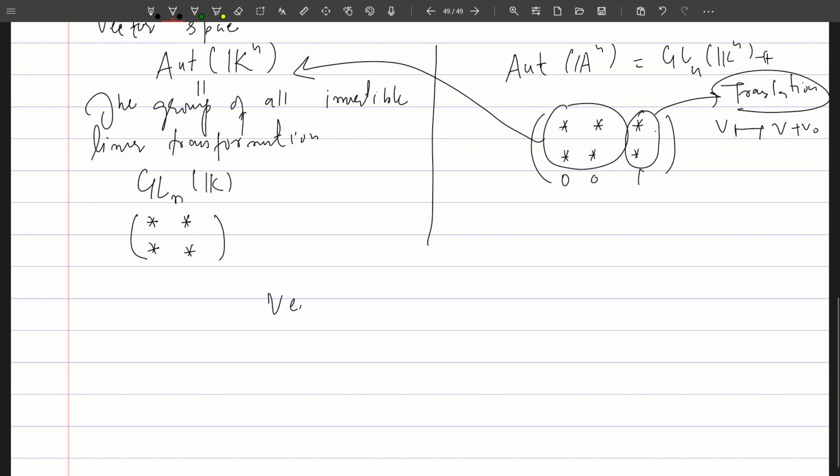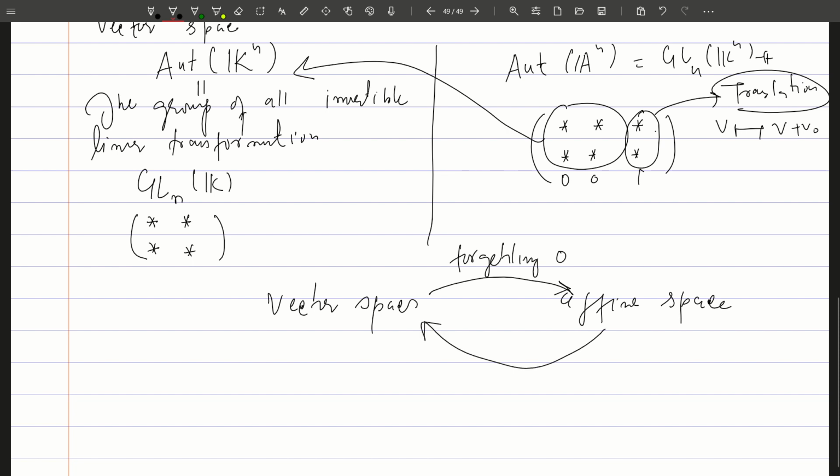So we have vector spaces and we have affine spaces. From vector spaces to an affine space, we can go by just forgetting the origin. And from affine space to vector space, we can come back by choosing any point to be the origin.